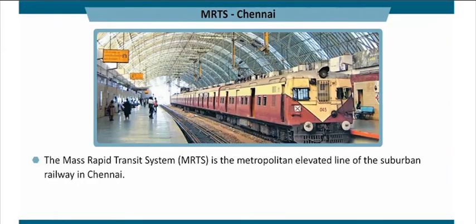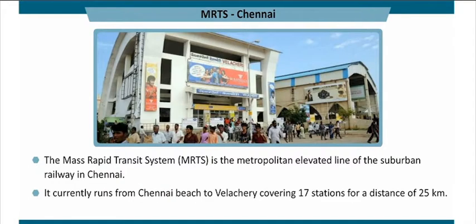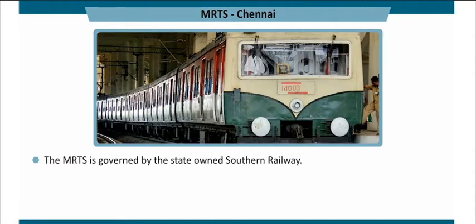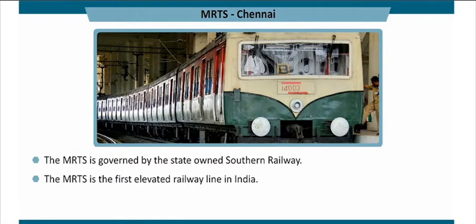MRTS Chennai. The Mass Rapid Transit System (MRTS) is the metropolitan elevated line of the suburban railway in Chennai. It currently runs from Chennai Beach to Velachery, covering 17 stations for a distance of 25 km. The MRTS is governed by the state-owned Southern Railway. The MRTS is the first elevated railway line in India.